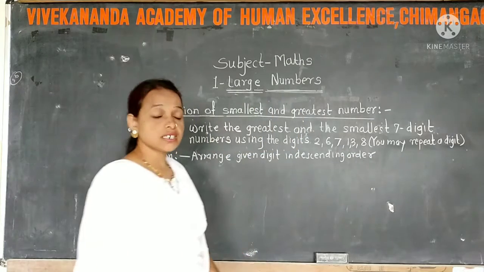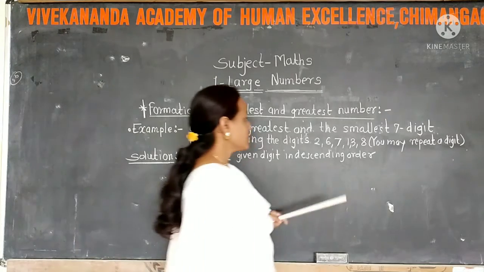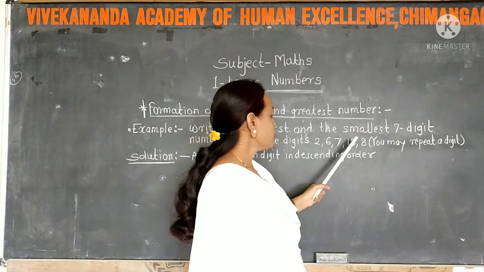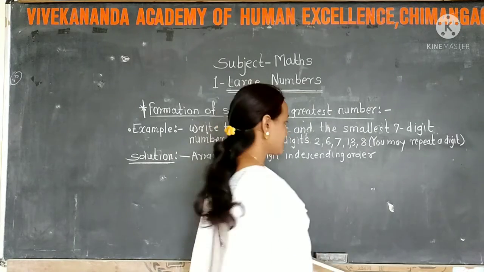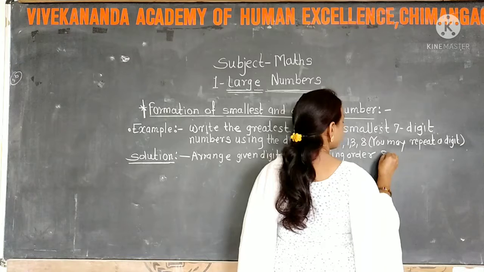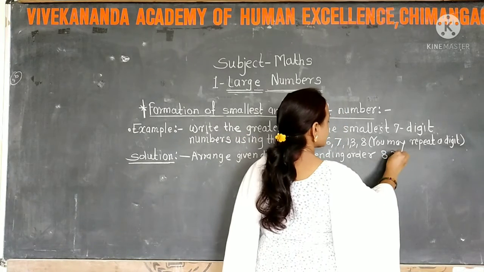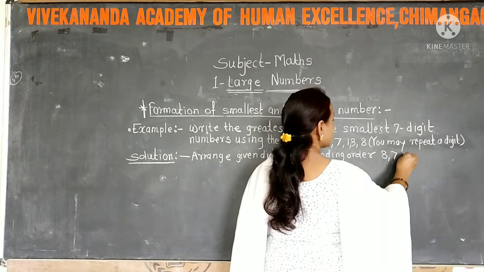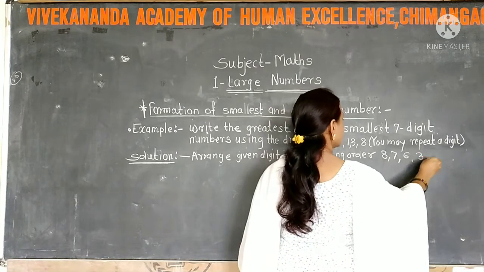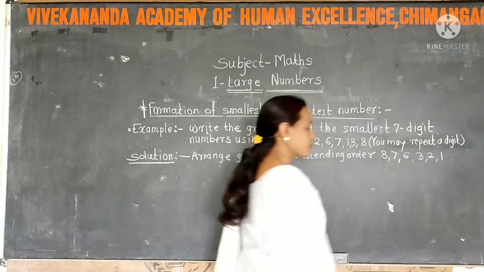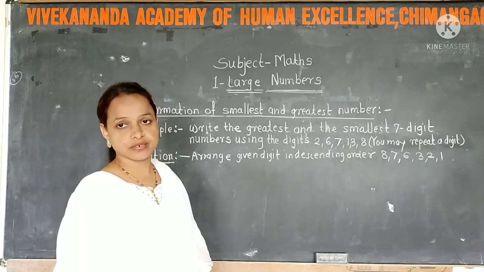We get descending, that is greatest to smallest. So here 2, 6, 7, 1, 3, 8. Among these 6 digits, the greatest digit is 8. So first of all we will write 8. Smaller than 8, 7. Smaller than 7, 6. Smaller than 6, 3, 2, 1. By arranging the given digits in descending order, we get it.